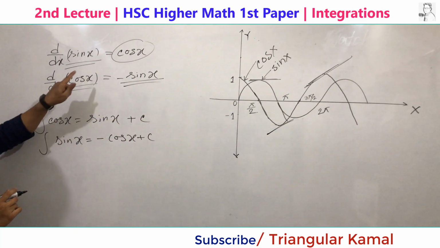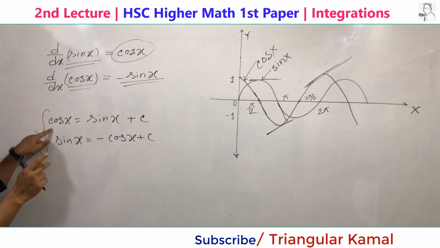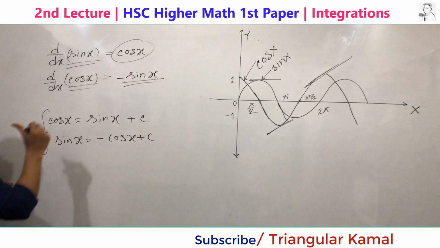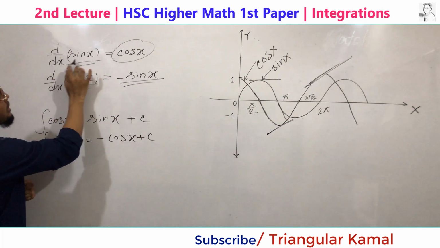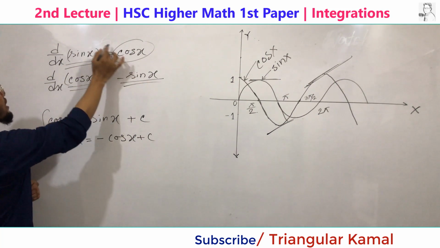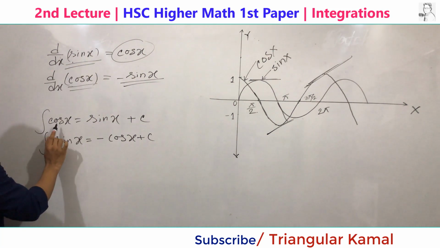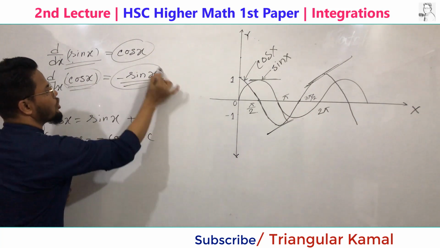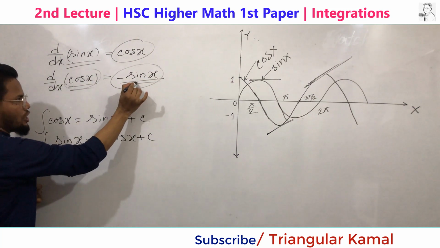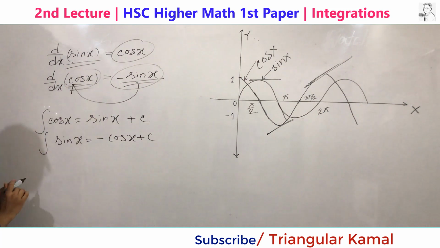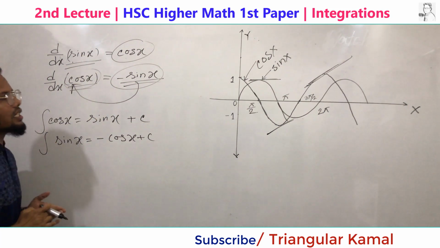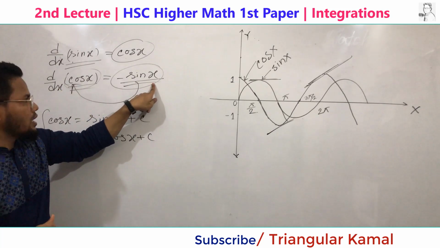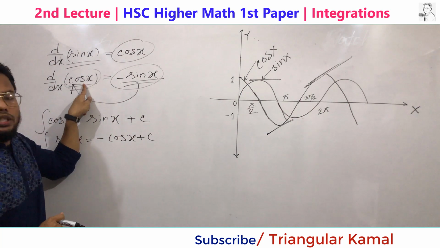Here we see that differentiation and integration are alternate to each other, or reciprocal. So when the differentiation of sin x is cos x, then the integration of cos x will be sin x. The differentiation of cos x is minus sin x, so the integration of sin x will be minus cos x. So this is the opposite relation between them. When differentiation gives one result, then the integration result will be the same one.